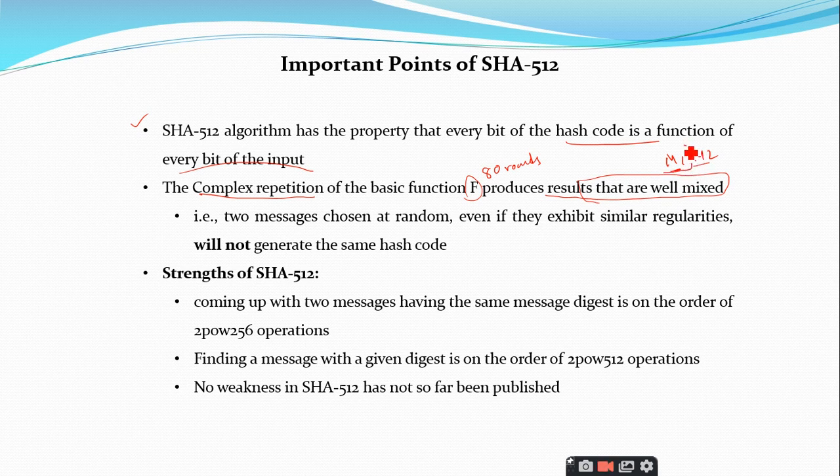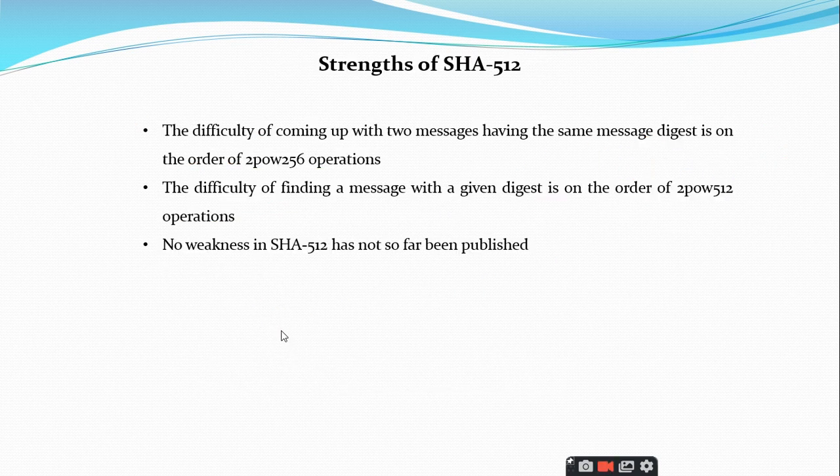Even though the messages have the same regularities, they are almost similar, they are going to generate different hash codes. H1 and H2 are completely different. This is the meaning of well mixing of the results that we get. And coming to the last portion of our discussion, the strengths of the SHA-512.